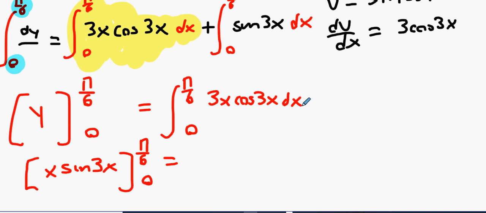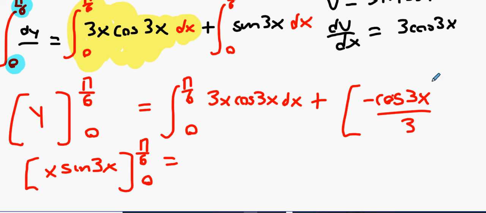Alright guys, now what we're going to do next is we're going to integrate sine 3x. And what happens when you integrate sine? Is it plus cos or minus cos? Minus cos 3x. Differentiate the angle. We got a 3 underneath, don't we? And what are the two limits? It's pi over 6 and 0. Is that alright with you guys?